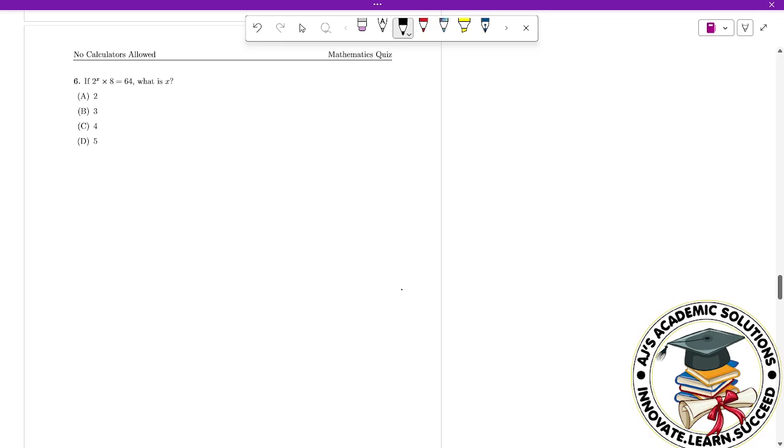Continue here, the next question. We have 2 raised to the power x times 8 is equal to 64. And the task is to find what is x.